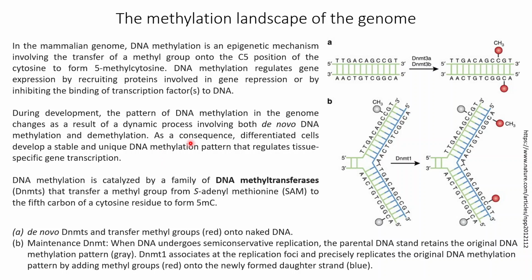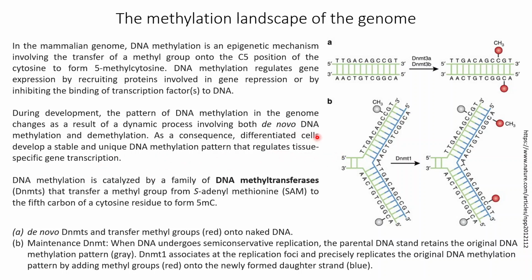So behind all of this, there's a lot of activating and deactivating of DNA, and one of the processes involved in that is this pattern of DNA methylation in the genome. So with time, since it's dynamic and we're methylating and demethylating DNA, differentiated cells develop a stable and unique DNA methylation pattern that regulates tissue-specific gene transcription.